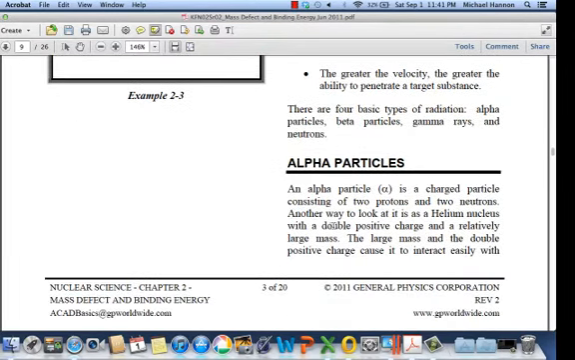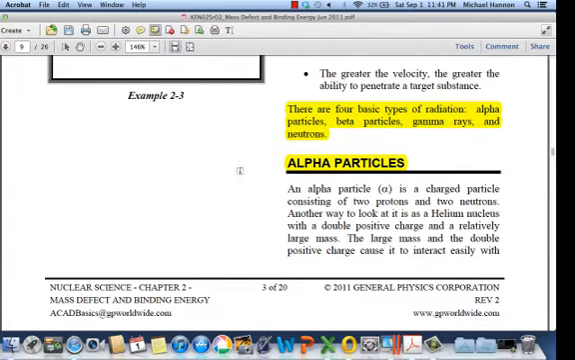Let's talk about the different types of particles that are emitted in different types of radiation. So we have four basic ones. We're going to start with the alpha. Alpha particles, beta particles, gamma rays, and neutrons. So we need to know those four: alpha particles, beta particles, gamma rays, and neutrons.